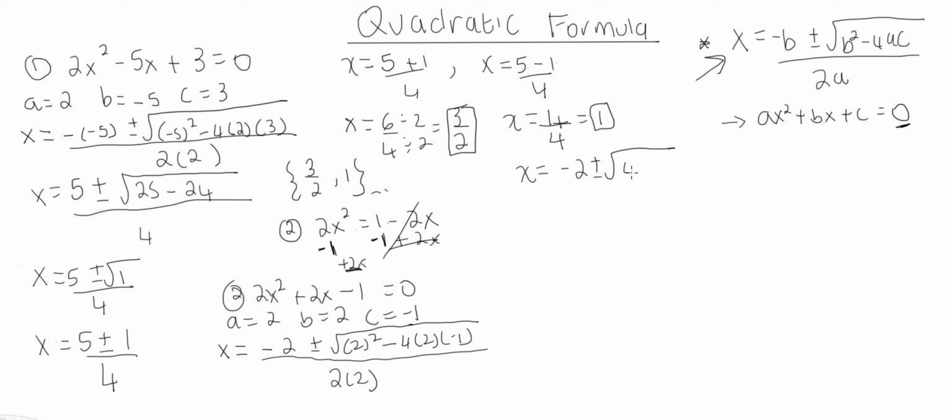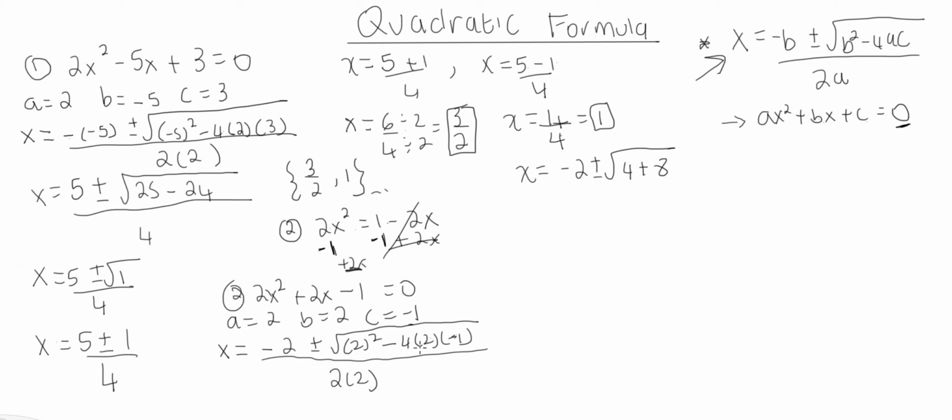So 2 squared is 4. This is a negative 1. 4 times 2 times negative 1. 4 times 2 is 8. 8 times negative 1 is negative 8. Or I could say this is the same thing as saying negative 4 times 2, which is a negative 8. Negative 8 times negative 1 is a positive.